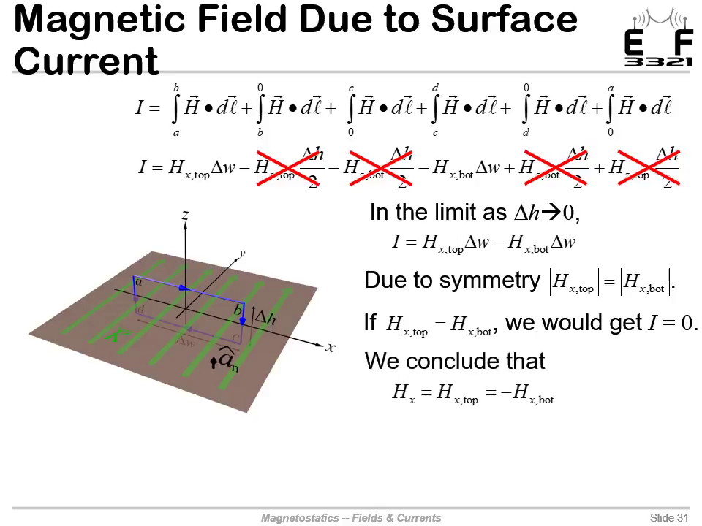So that's our conclusion. Then rather than call it Hx top and Hx bottom, let's just call both Hx, but remember that on the bottom there's a negative sign. So now we can write our equation for current just in terms of Hx. And what was a negative sign here is now a positive sign because this negative canceled with that negative to give us a positive. So we now have an expression for total current in terms of the magnetic field.